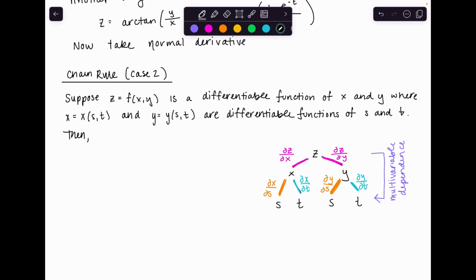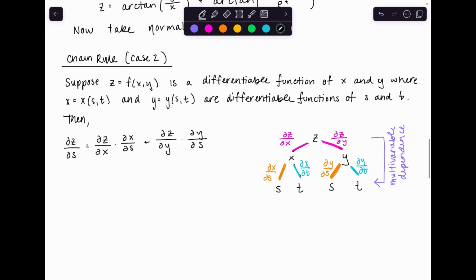So if I want to take the partial of z with respect to s, I first have to go through x, and then from x to s. And then I've got a second path down through y, and then y to s. And likewise, if I want to find the partial of z with respect to t, I can go ahead and go through x, and then x to t, or I can go through y.